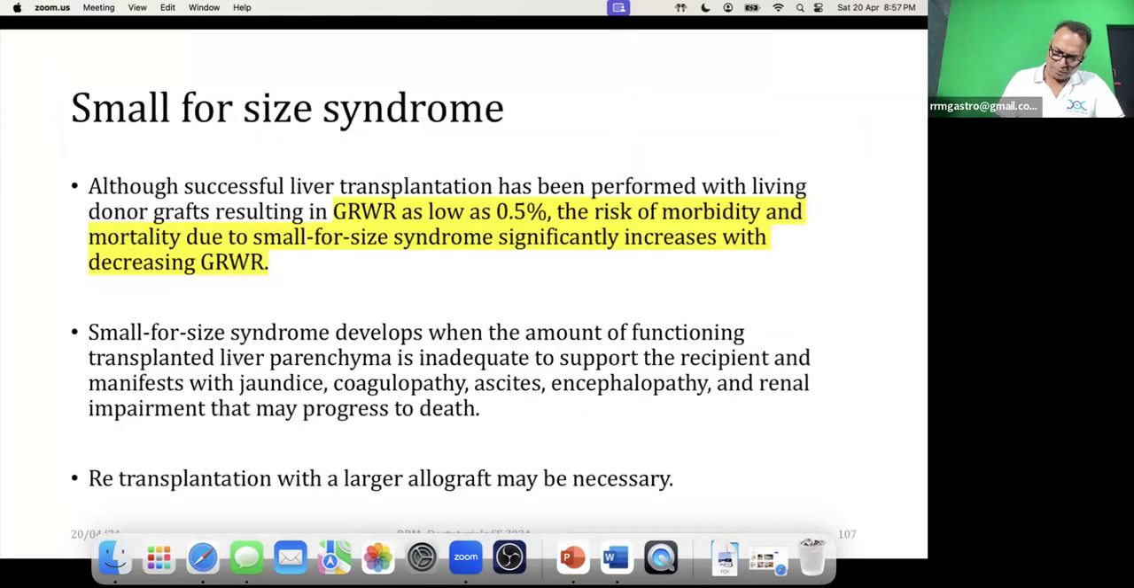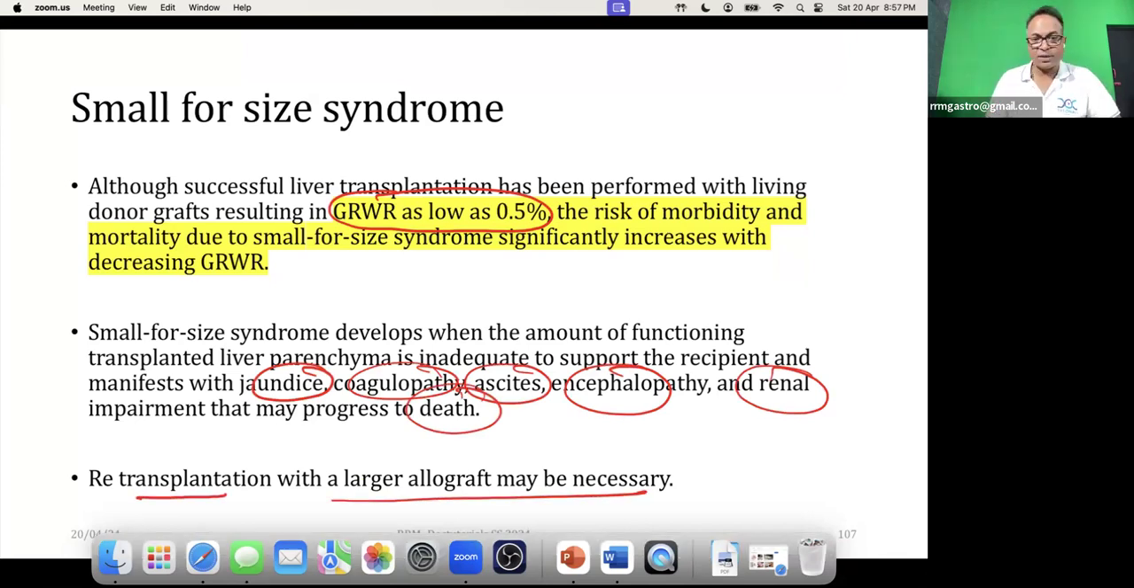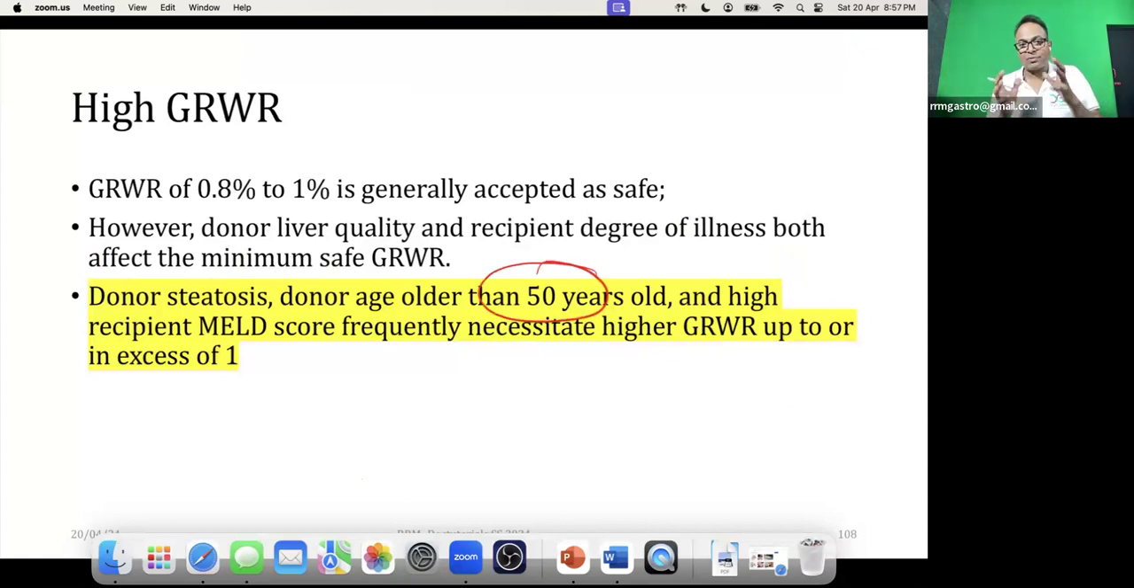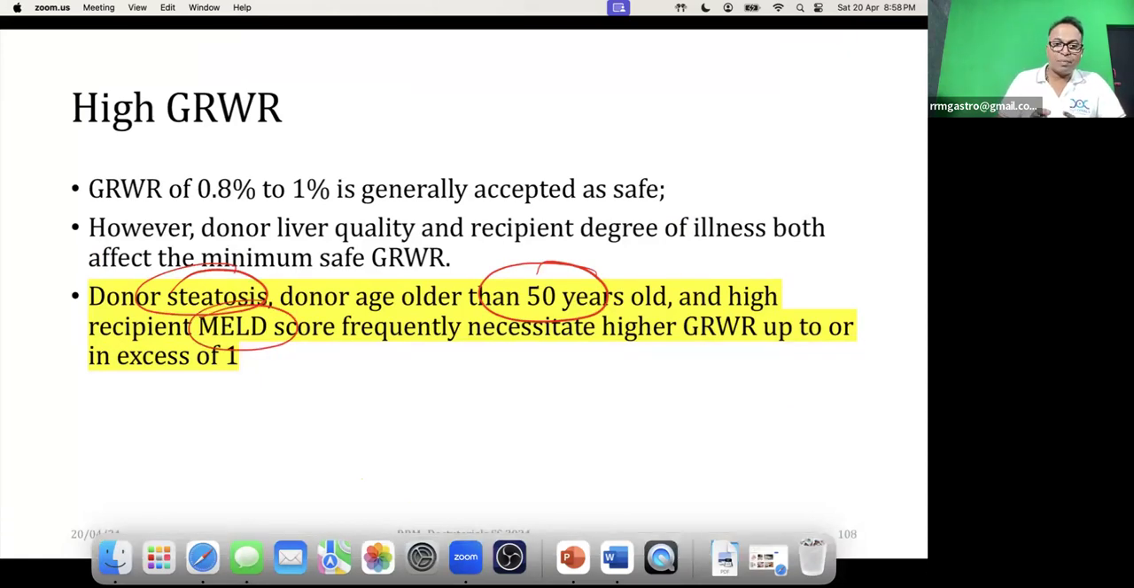So answer is D. Small for size syndrome, GRWR 0.5 or less, will go for failure like jaundice, coagulopathy, ascites, encephalopathy, renal impairment, death. Retransplant with a larger allograft may be necessary for these cases. High GRWR, even more than 1.2, can be done for patients who are older donors, 50 years, fatty liver donors, high recipient MELD. So the recipient is having a high MELD score. In such cases, it should be more than 1. Okay.